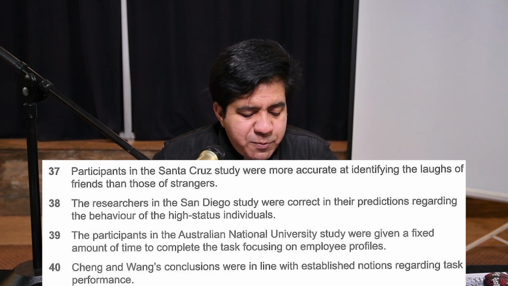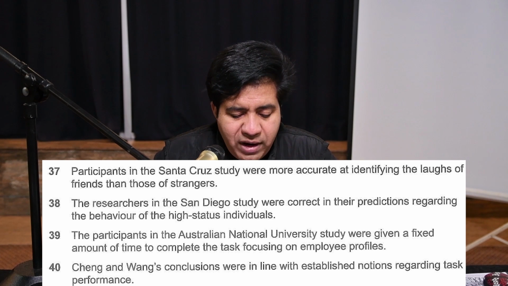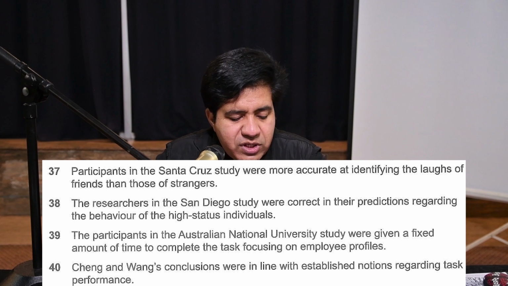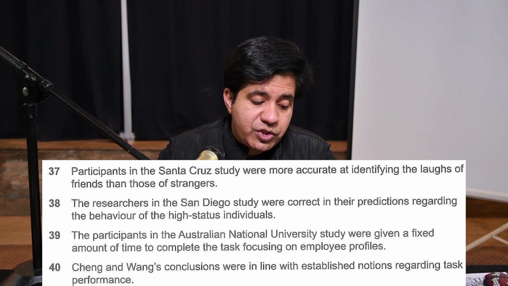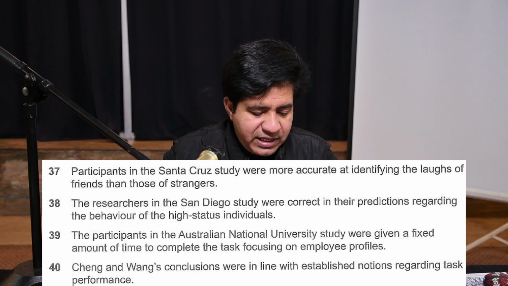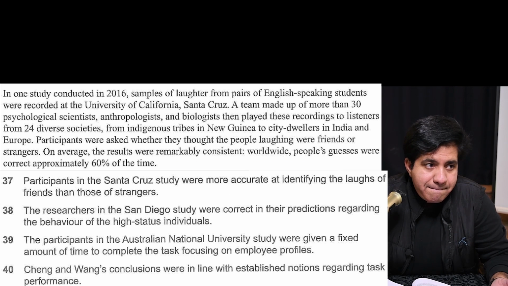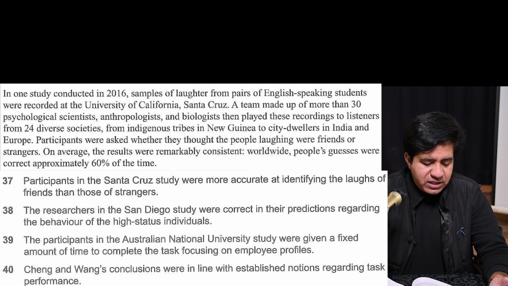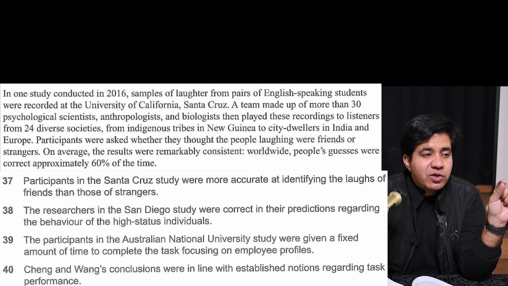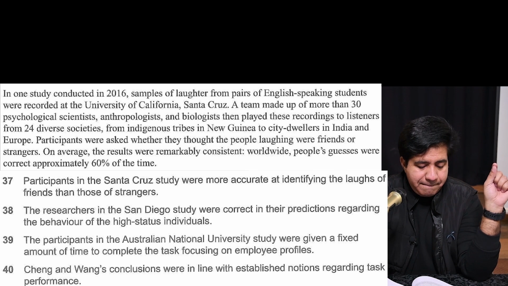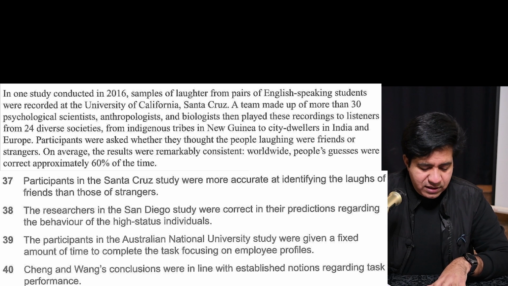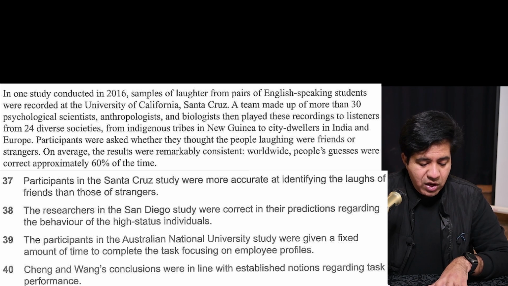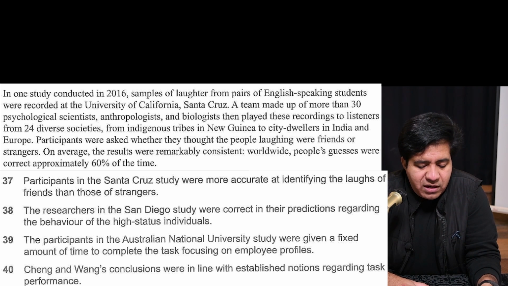Question number 37. Participants in the Santa Cruz study were more accurate at identifying the laughs of friends than those of strangers. You've read it already, so you know where the answer is. Go back to the 3rd paragraph, please. Participants is written in the 3rd last line. Participants were asked. Got it? Read it first and then tell me what is the answer. Participants were asked whether they thought the people laughing were friends or strangers. On average, the results were remarkably consistent and all that. So participants in the Santa Cruz study were more accurate at identifying the laughs of friends than those of strangers.